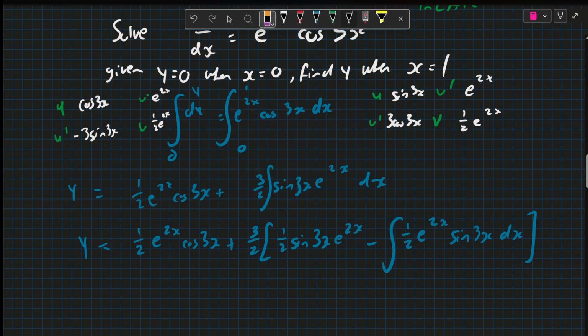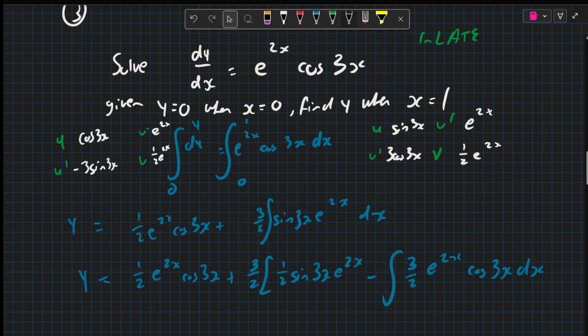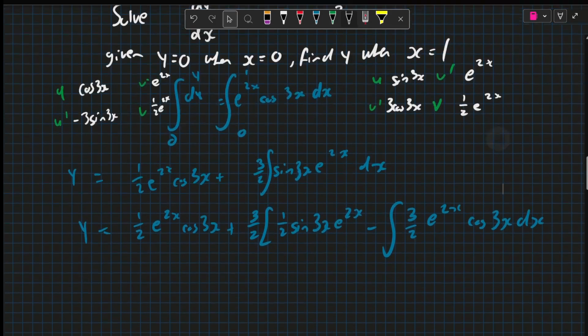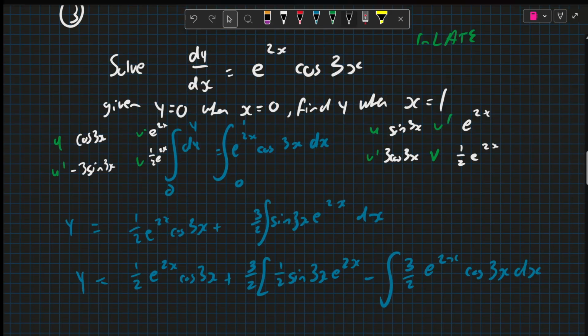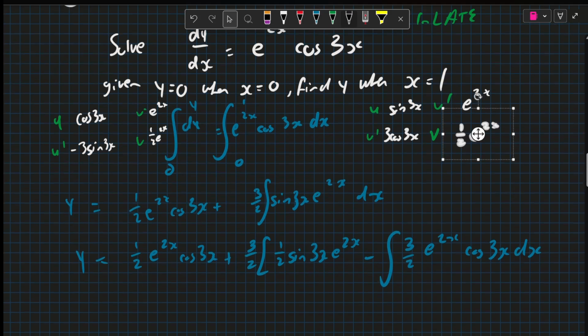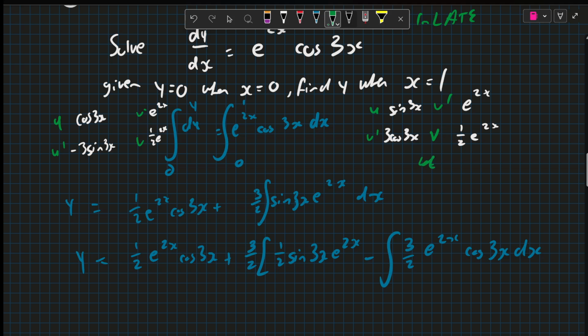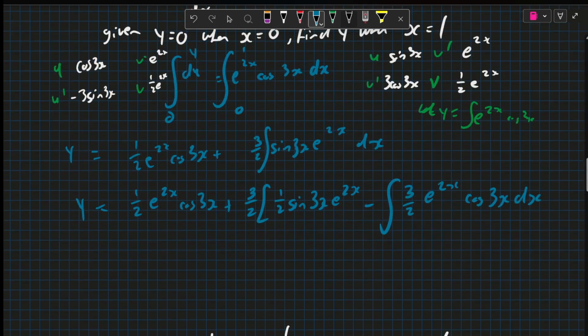V times du, that should be cos. Oops. See, I am human. Should be v times du, so that's going to be 1 half, it's going to be minus 3 halves e to the 2x cosine 3x dx. Now, if we have a look, we have e to the 2x cos 3x. So the way we can actually do this is, because we have an e to the 2x, we can actually let y equal the integral of e to the 2x cosine 3x. So what we're going to have is the integral of e to the 2x cosine 3x equals 1 half e to the 2x cosine 3x plus, that's going to be 3/4.